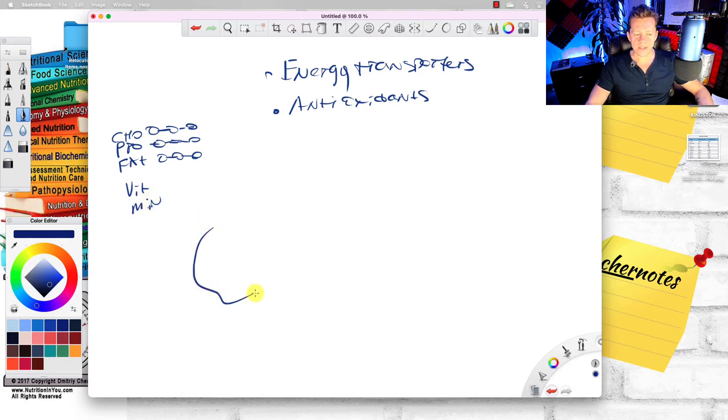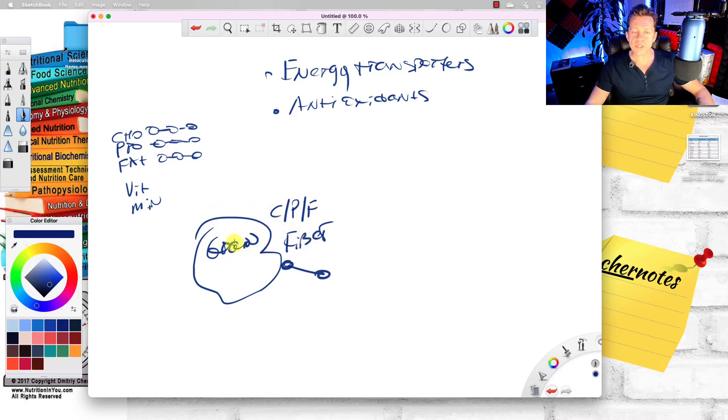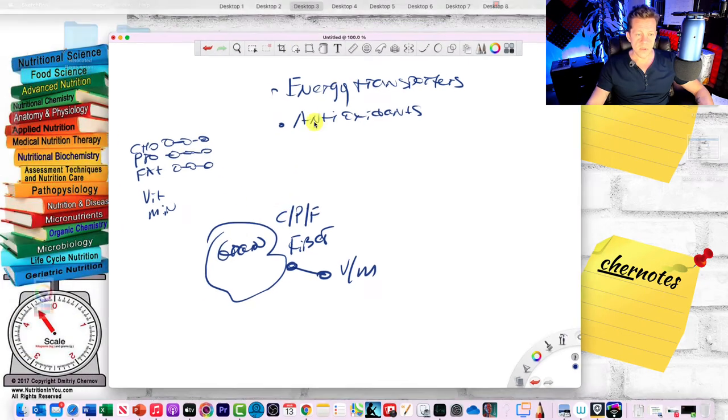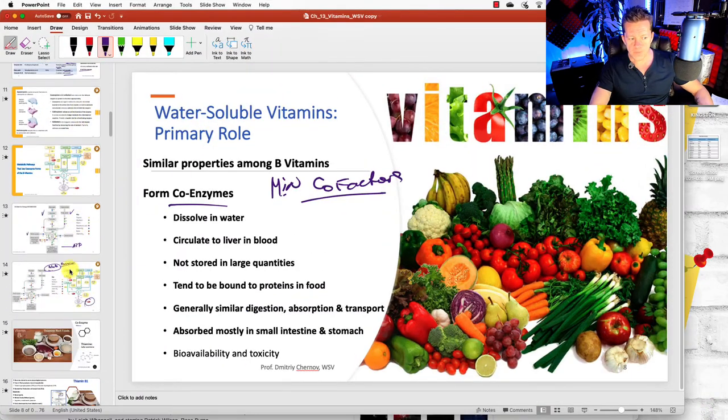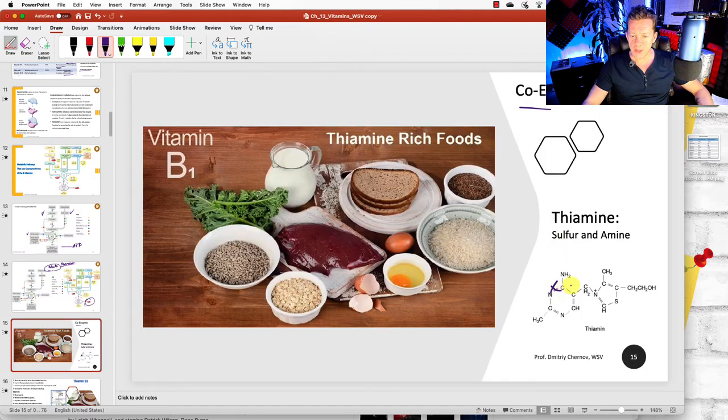Let's say this is a product, let's say grain, which also has carbohydrates, proteins, and fats, and has vitamins and minerals. It also has fiber. So vitamins and minerals are attached to other molecules, even to fiber in this product. In their natural form, like thiamin, they are attached. Your body needs to separate and break down this bond so it can take this vitamin, so it can absorb this vitamin.